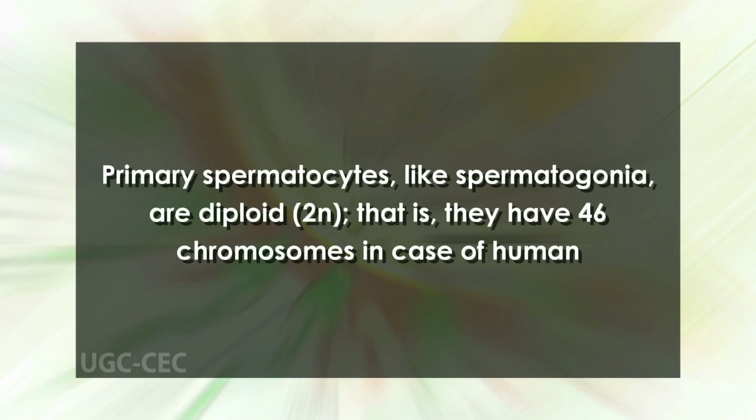When these stem cells undergo mitosis, some of the daughter cells remain undifferentiated and serve as a reservoir of stem cells. Such cells remain near the basement membrane. The rest of the daughter cells lose contact with the basement membrane of the seminiferous tubule, undergo certain developmental changes, and differentiate into primary spermatocytes. Primary spermatocytes, like spermatogonia, are diploid, that is, they have 46 chromosomes in the case of humans.